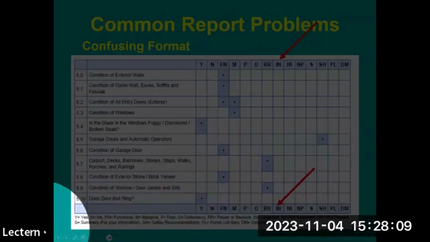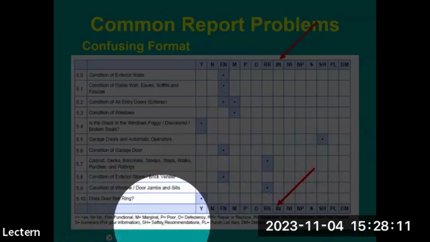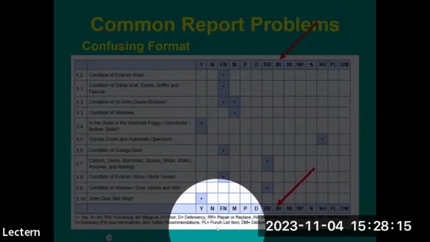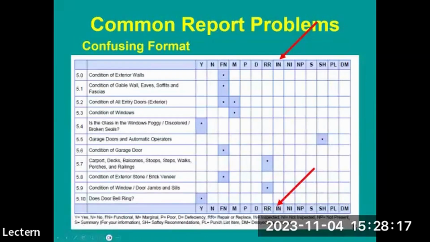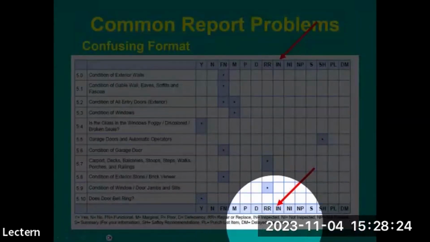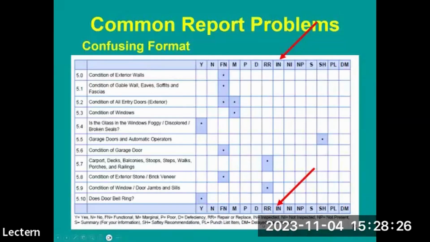NP, not present. Summary, yes for your information. SH is safety spelled wrong. PL is punch list. What's a punch list item? Is that a defect or is it poor? And then we have delayed maintenance. Does that mean the client can delay it or the occupant has been delaying it? What does it mean? I don't know.